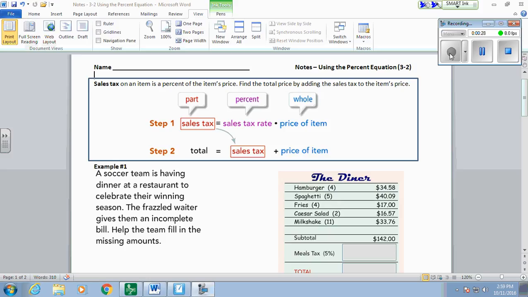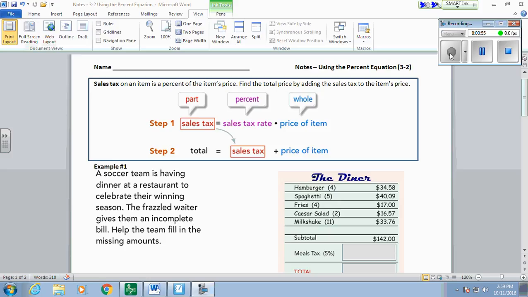The first one we're going to be looking at is sales tax. And sales tax on an item is a percent of the item's price. So if you want to think about that, if I give you a sales tax of like $4 and I tell you that the percent is 4%, we know we're looking for the whole, because remember, the part and the percent are related. So if we want to find the total price, we have to do so by adding the sales tax to the item's price.